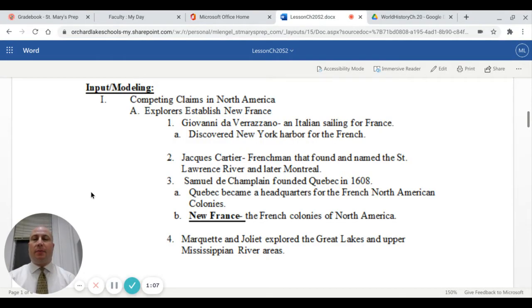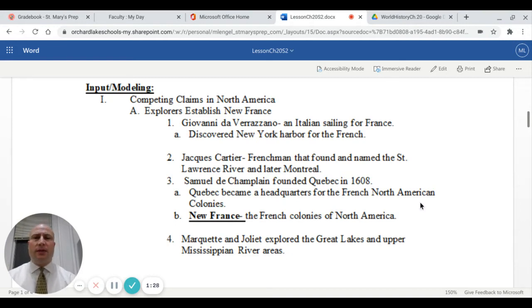Then what ends up happening is we have Samuel de Champlain founding the area of Quebec in 1608. This is a major foundation here for the French in Canada. Quebec became the headquarters of French North American colonies, and then this became a region known as New France. Basically, when you're thinking of New France, you're thinking of the French colonies of North America.